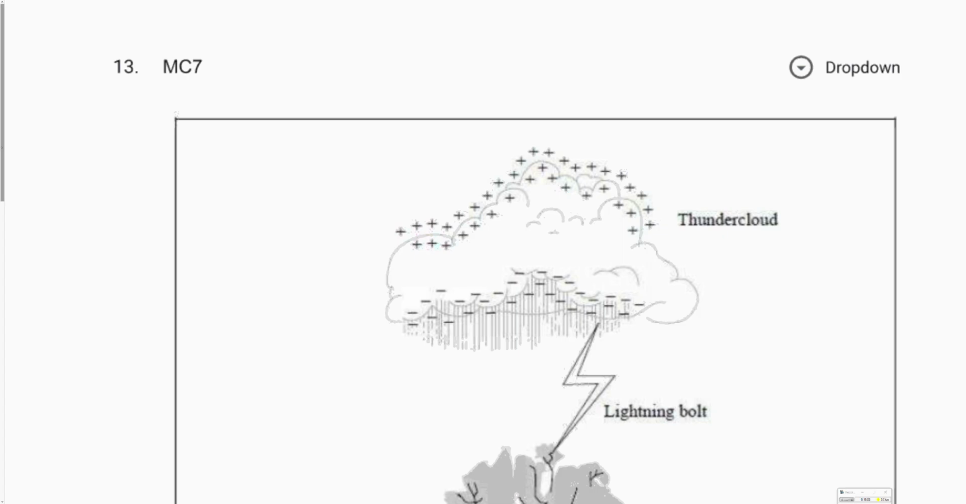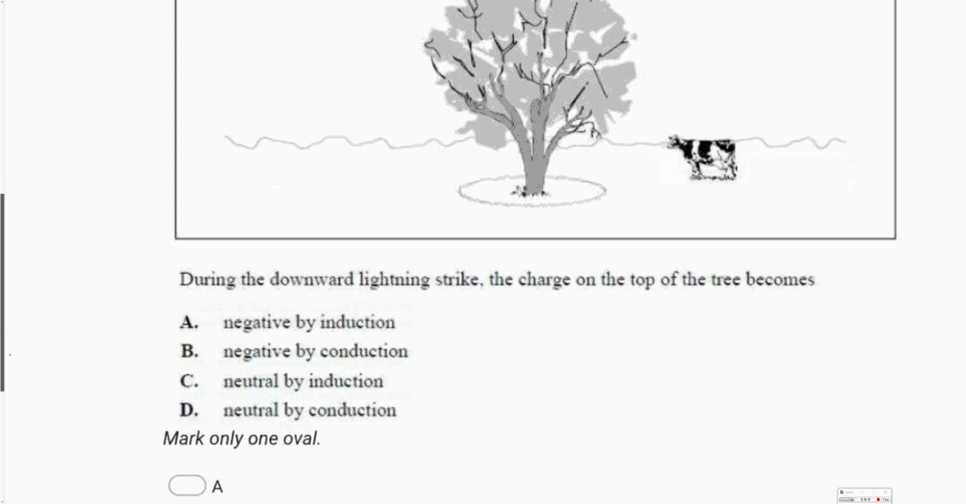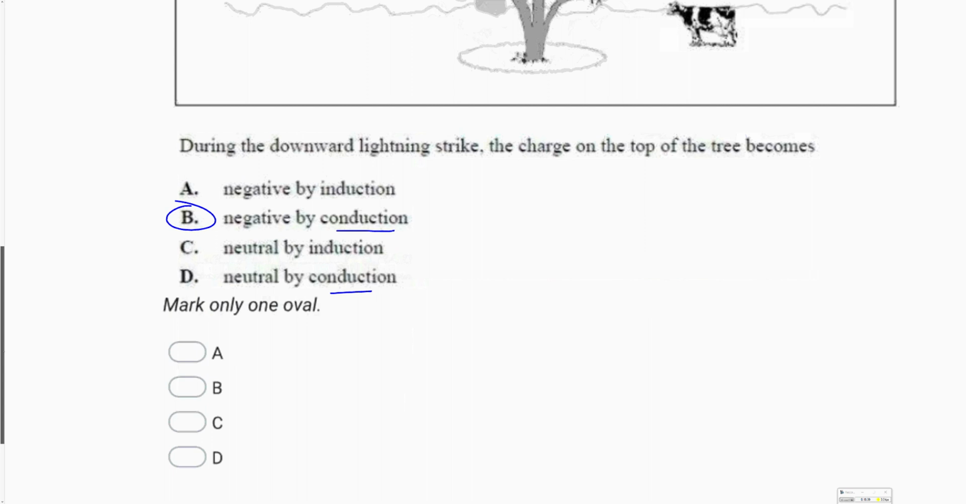Oh, another one here. Multiple choice number 7. During the downward strike, the charge on the top of the tree becomes, well, we know it's going to be conduction, right? Because charge is transferring now. Now, if negatives hit the tree, then the tree is going to become what? Negative. During the strike, the tree will become negative because you just introduced a whole bunch of negatives there, right? If the tree was effectively neutral, and we had billions of negative charges, we're going to get a total negative charge. So B is our answer there, negative by conduction.